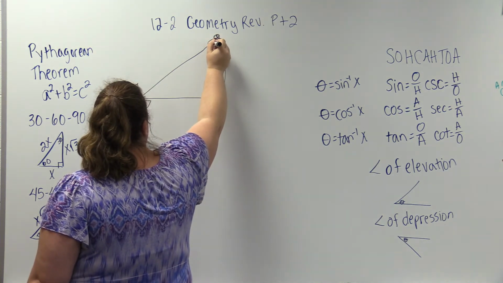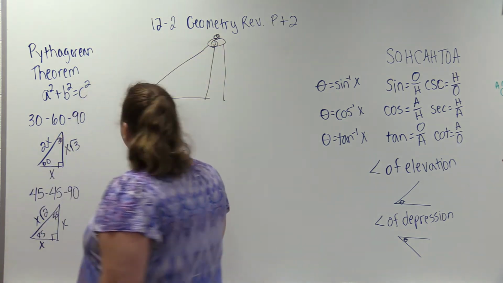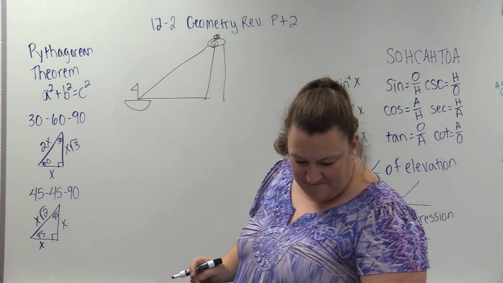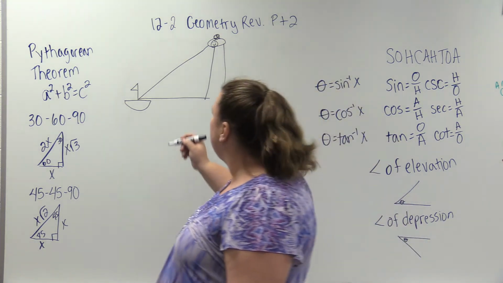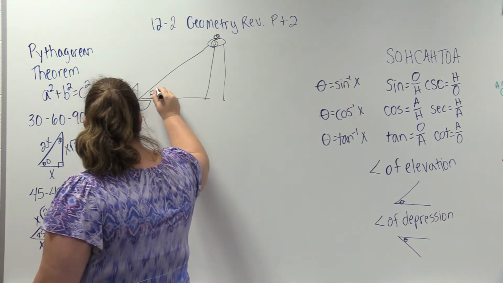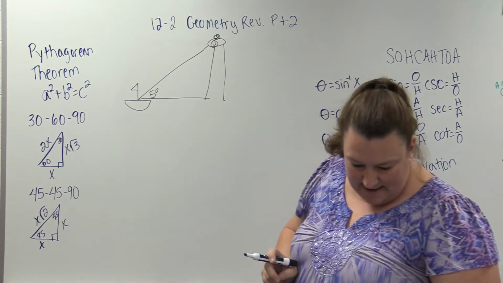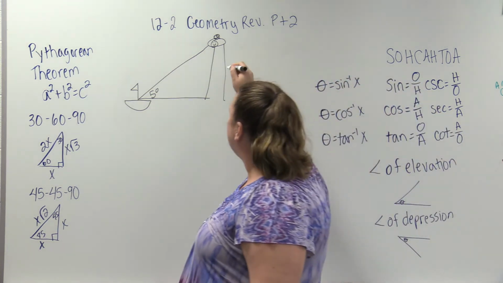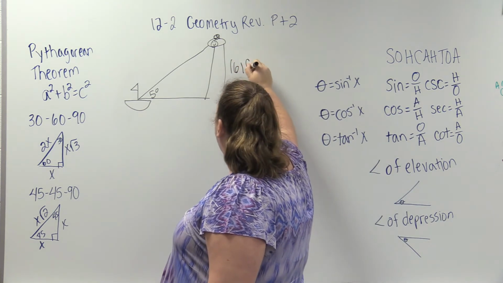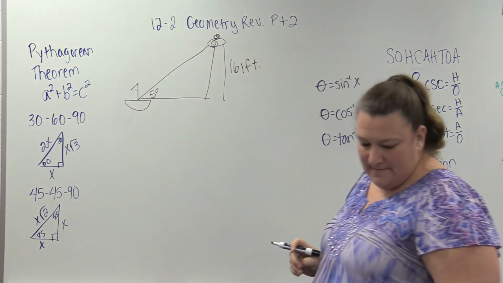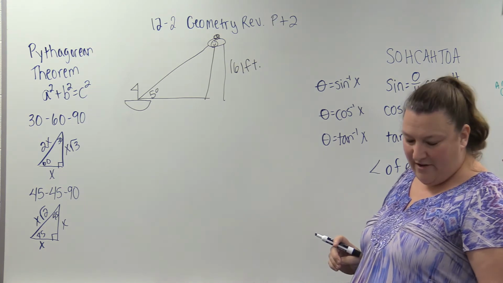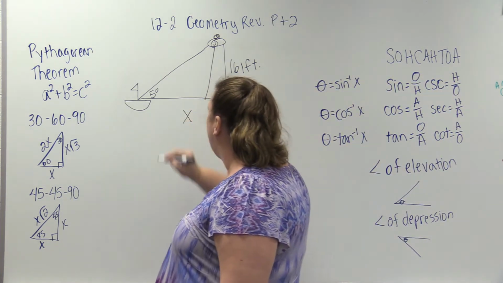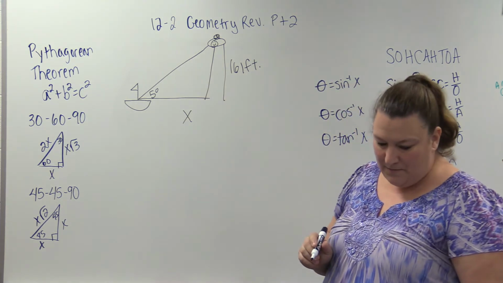And there's me hanging out inside. The angle is 5 degrees. And it says the top of the lighthouse is 161 feet above sea level. And how far is the boat from the lighthouse? So we're looking for x here.